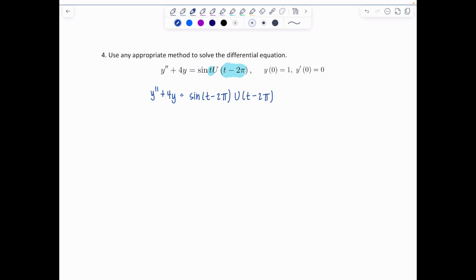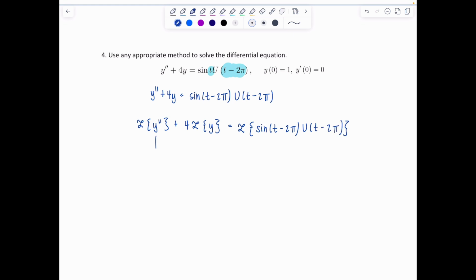I worked through plenty of examples in the video lecture on Laplace transform with unit step function where I show what to do if it's not so nice, okay? Anyways, let's take the Laplace transform of the differential equation. So Laplace transform of y double prime plus 4 times Laplace transform of y equals Laplace transform of sine of t minus 2 pi times u of t minus 2 pi.